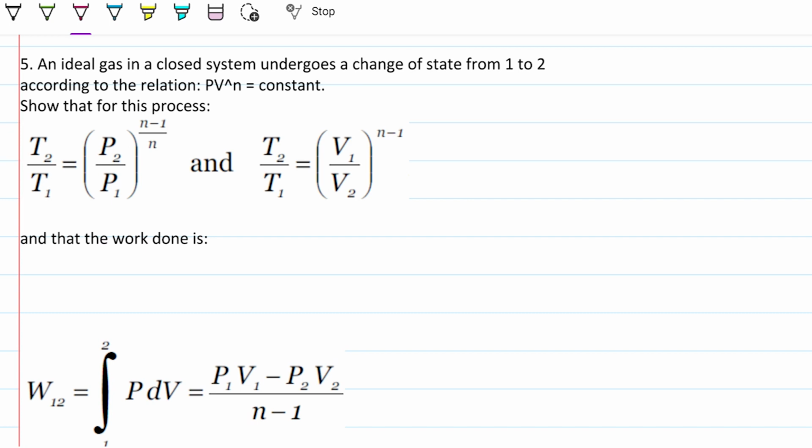Today, a theory question around the polytropic process, in which we need to derive an equation. The question statement reads: an ideal gas in a closed system undergoes a change of state from 1 to 2 according to the relation P, pressure, times volume to the n is a constant. Show that for this process, T2 over T1 equals P2 over P1 to the (n minus 1) over n, and T2 over T1 is V1 over V2 to the n minus 1.